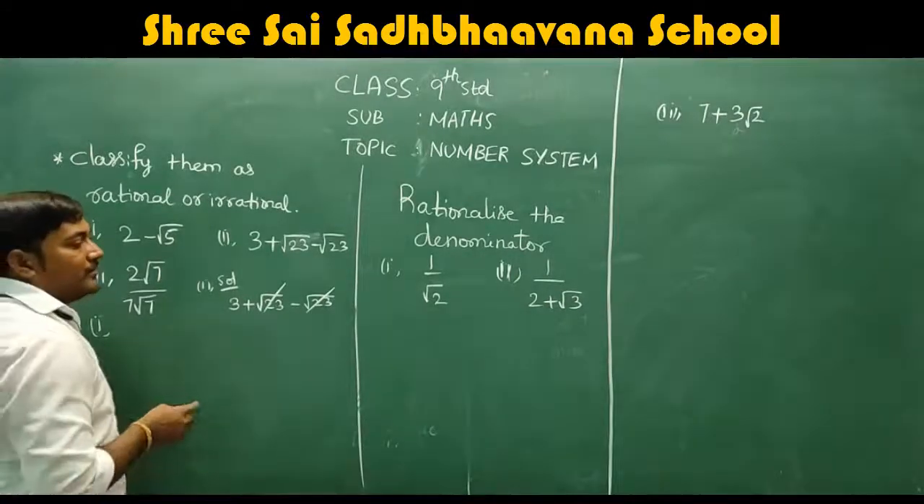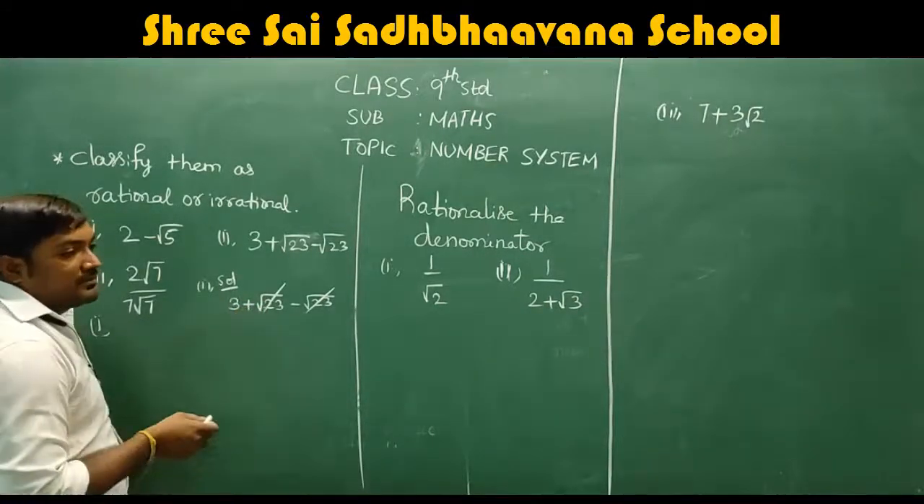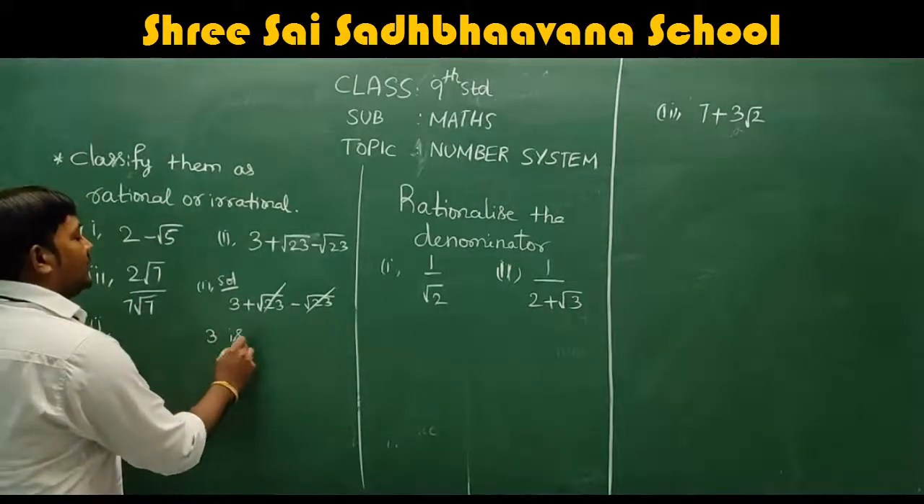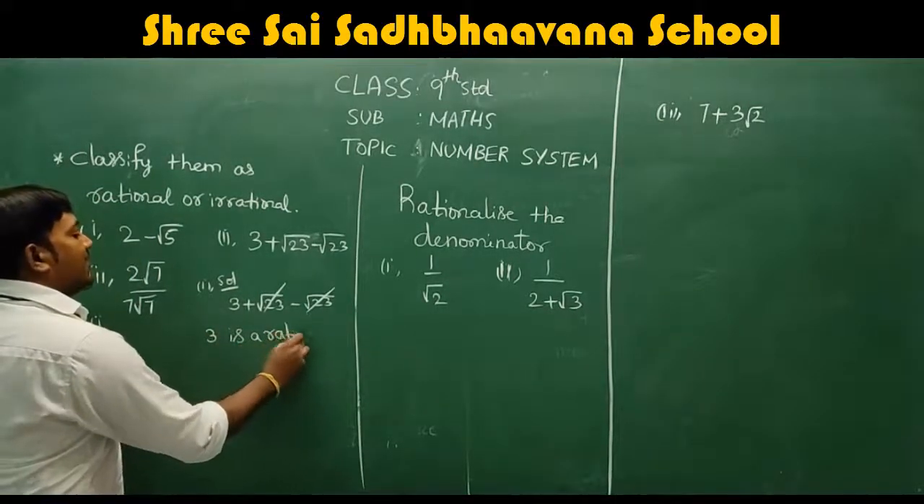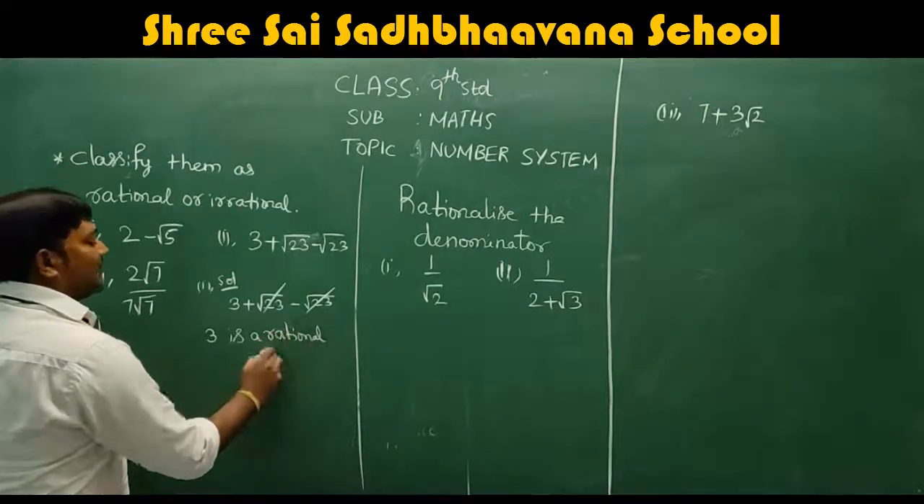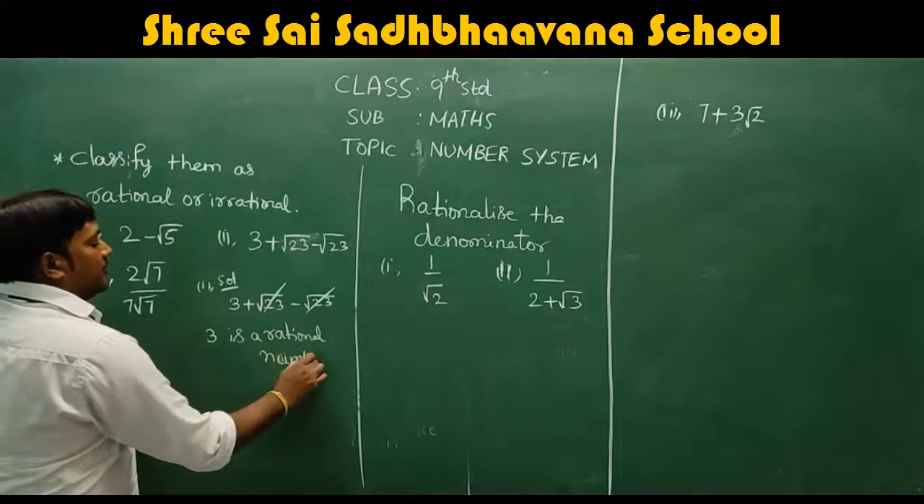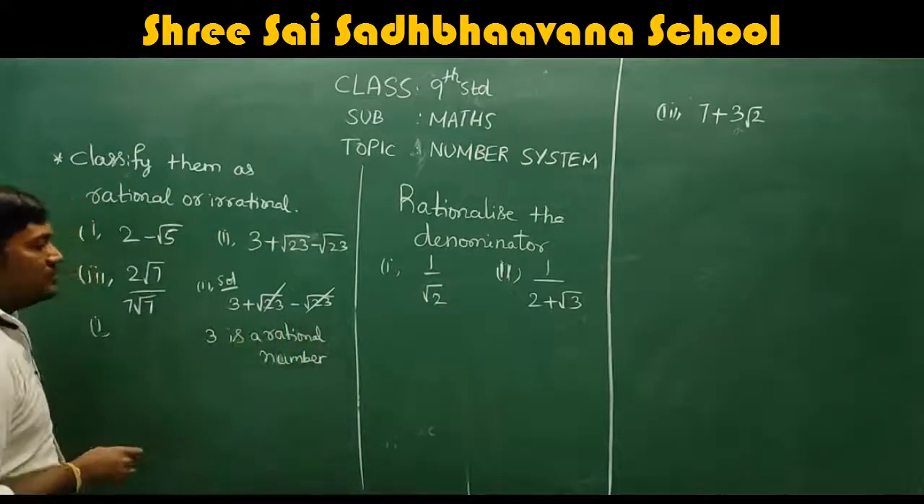Correct? Because one is plus and another one is minus. So what do you get? 3. So 3 is obviously a rational number. So we classified this as a rational number. Okay? Understood? It looks very easy.